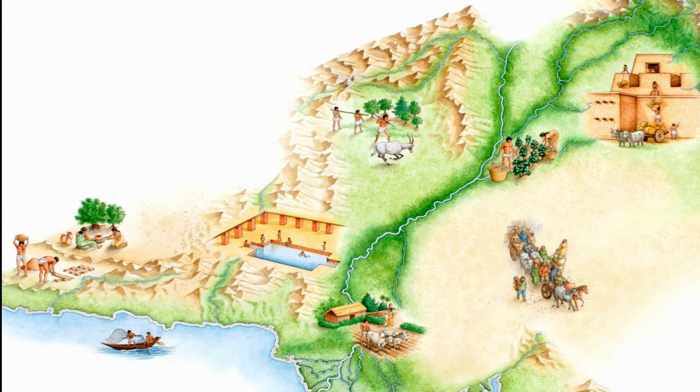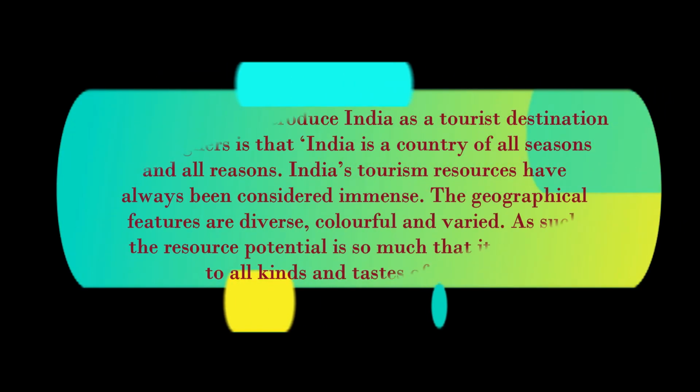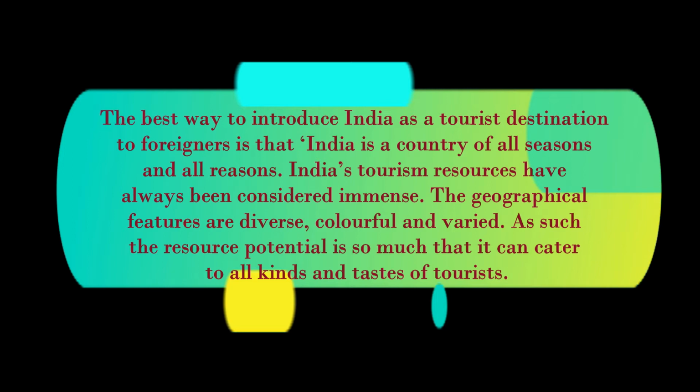India is a center of two ancient civilizations of the world, called the Indus Valley Civilization and the Aryan Civilization. Tourism development in India started in the early 60s. By that time, most of the other countries had achieved remarkable progress in this area and had exploited it to the maximum possible extent. The best way to introduce India as a tourist destination to foreigners is that India is a country of all seasons and all regions.